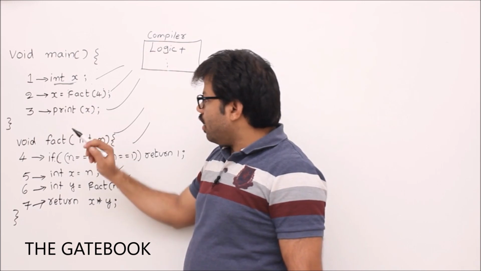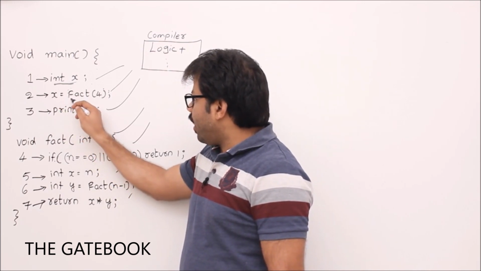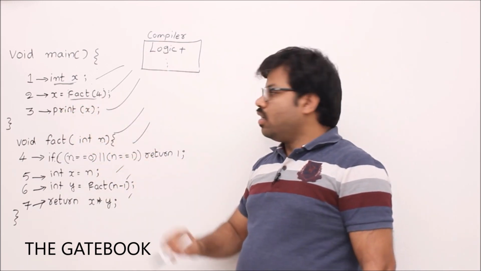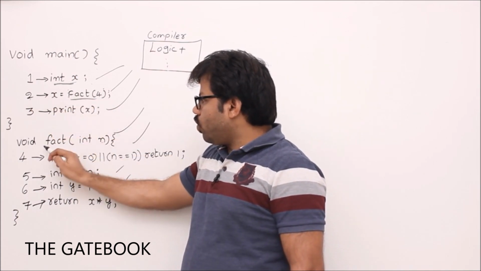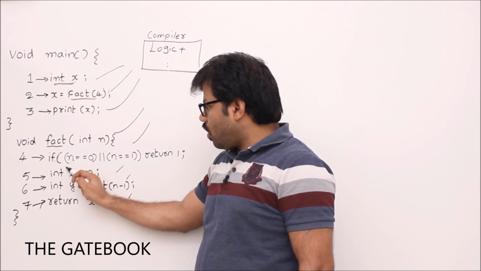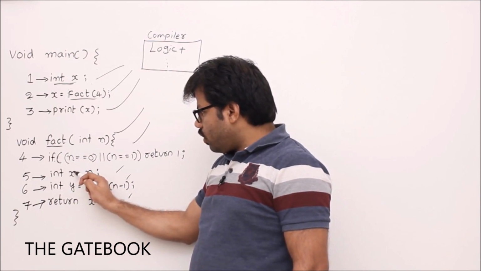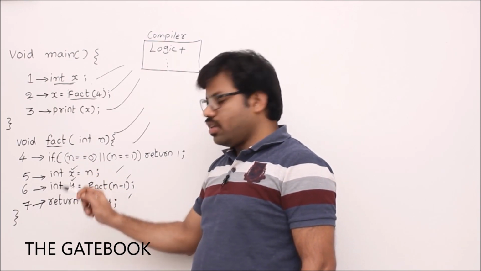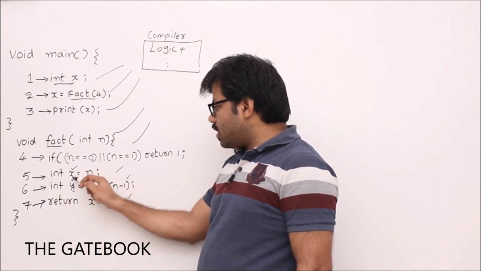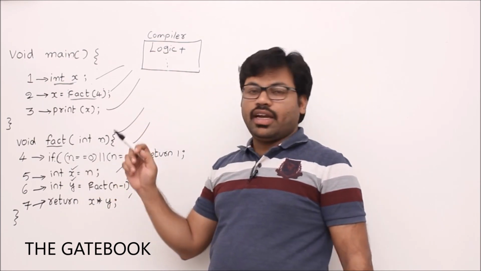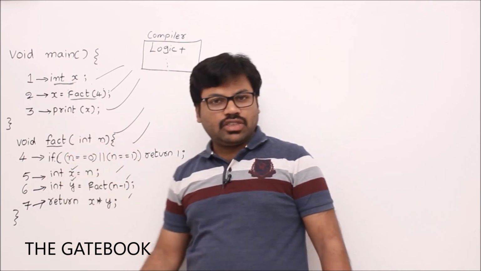Similarly, when there is x equal to factorial of 4, suddenly you have to go to the factorial method and execute all these things. On that also there are two local variables, one is x, one is y. Then your compiler has to take care of storage details of x, y, where to store, and the scope and lifetime of all these variables.